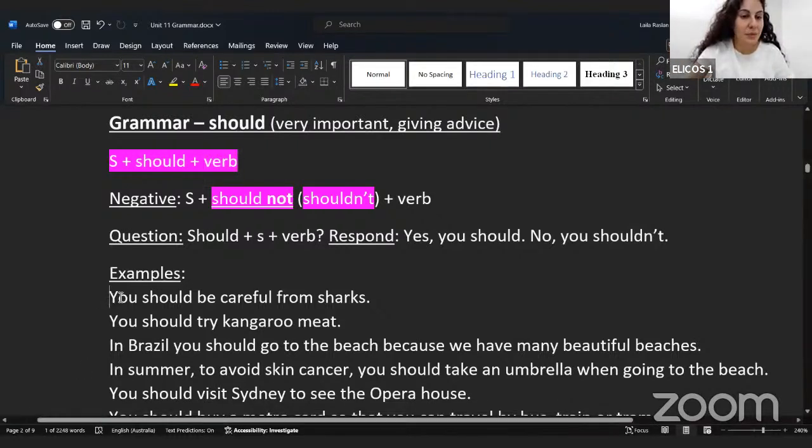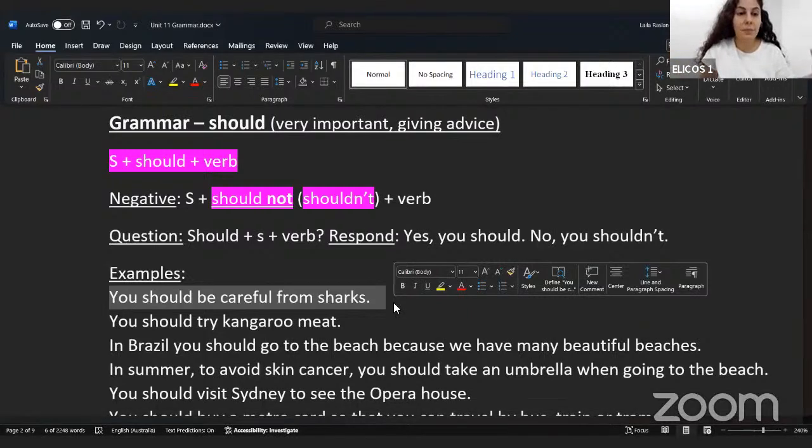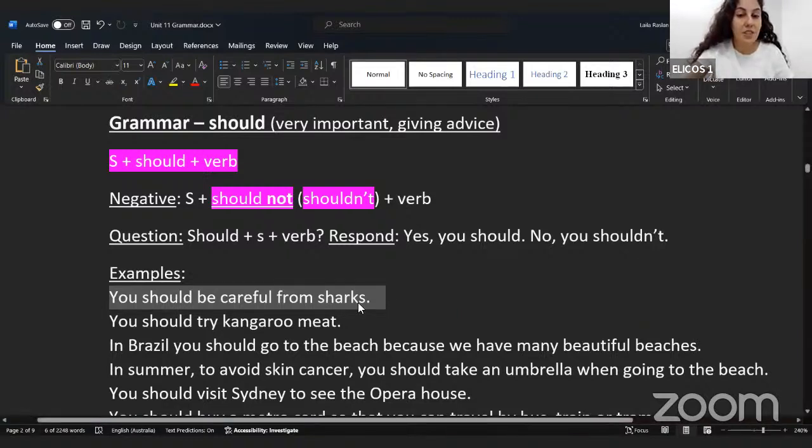And here are some examples. You should be careful from sharks. Okay, so maybe my friend is going to the beach and I'm going to tell them, you should be careful. Don't swim in the ocean. Be careful. You should be careful from the sharks.